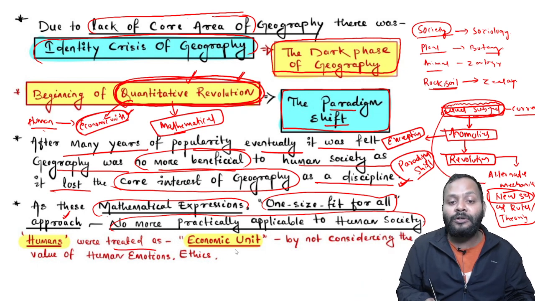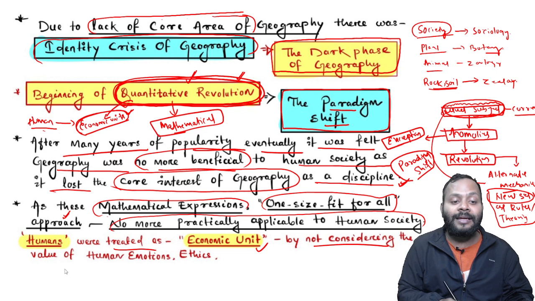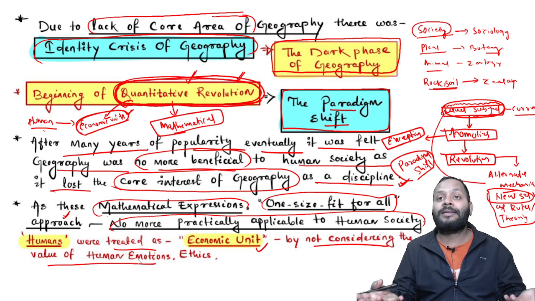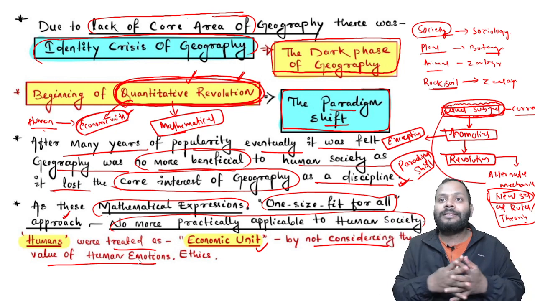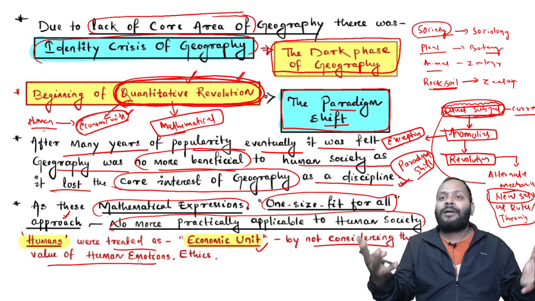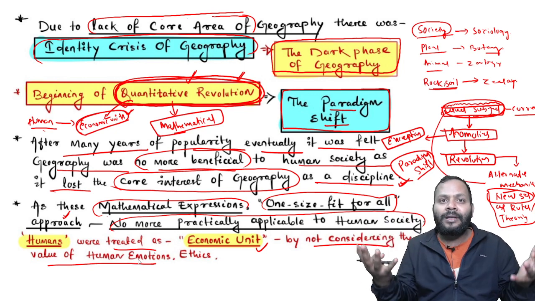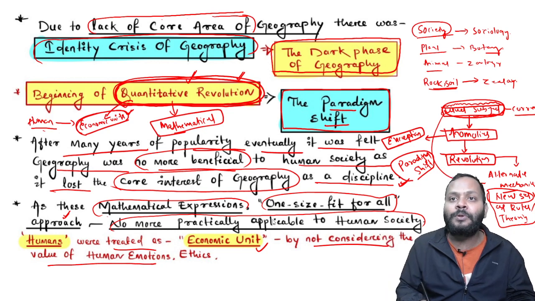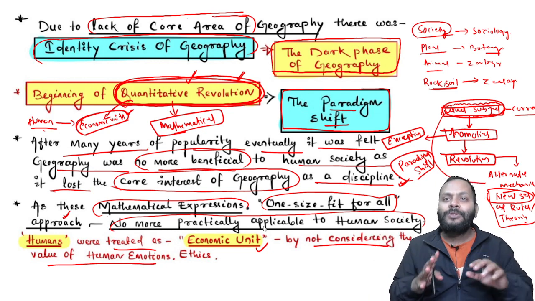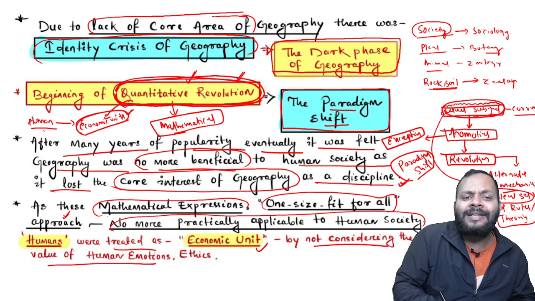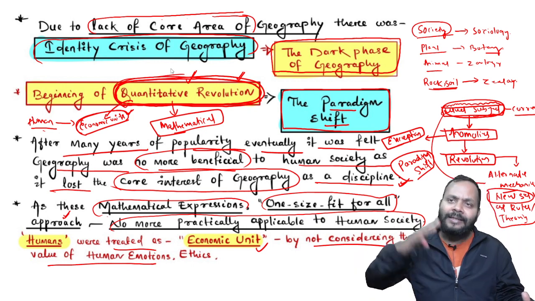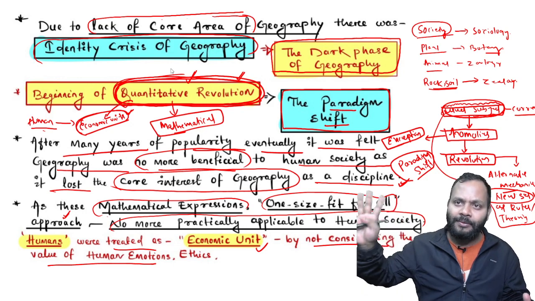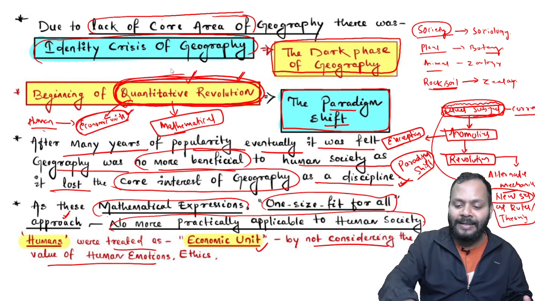Humans were treated as economic units by not considering the values of human emotions and ethics. It's not like geography at its core. What is the core interest of geography? We are not getting that. So that is the reason the quantitative revolution is highly criticized. In detail, we will understand quantitative revolution later. You just understand the blueprint.